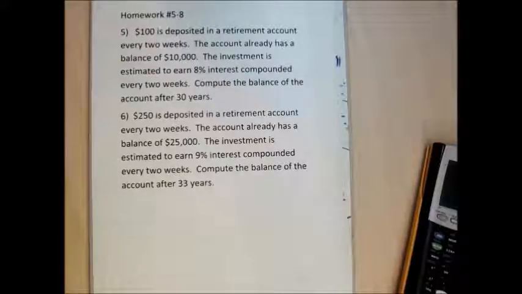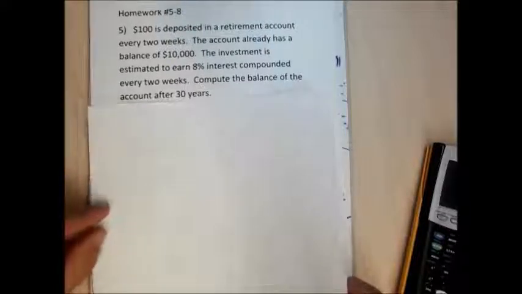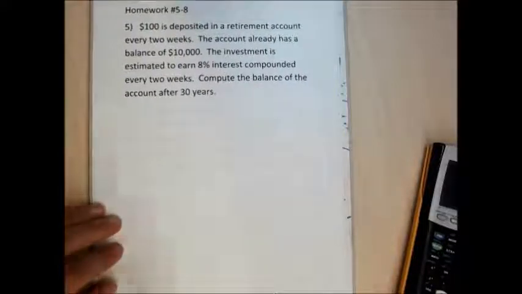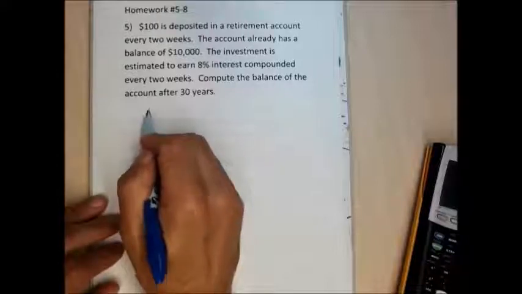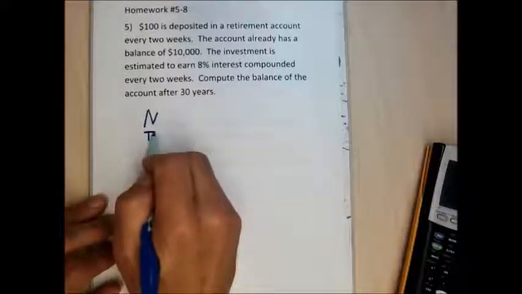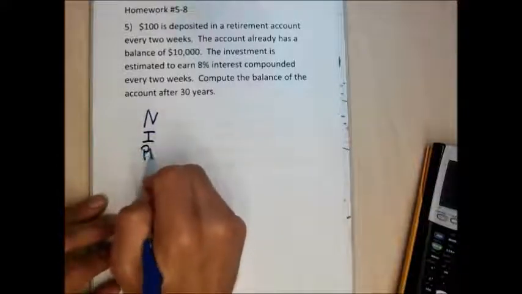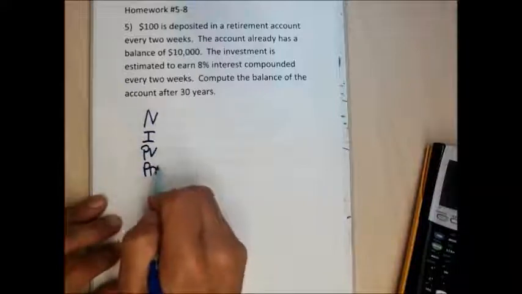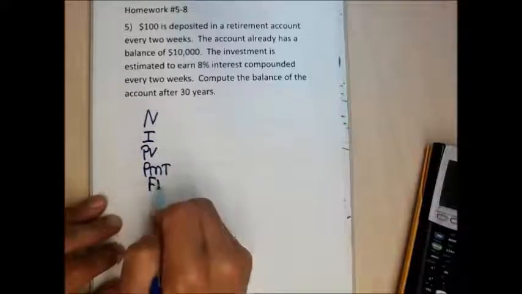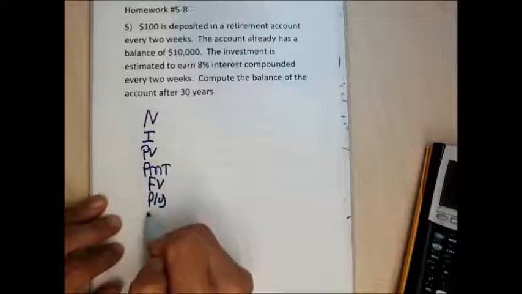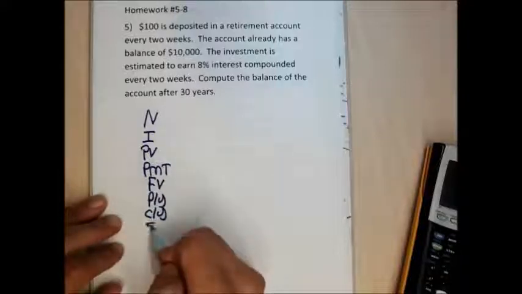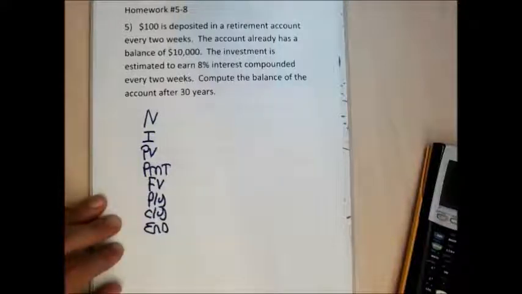All right, into a homework question. I'll work through number 5 with you. It's going to be just the same kind of question with different numbers. So if I work through number 5, I know that I need to get an N, an I, PV, a PMT, an FV, a PY, a CY. I almost don't even need to write N because it's going to be N every time.